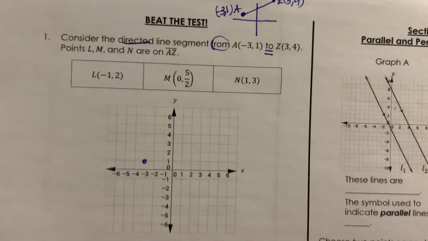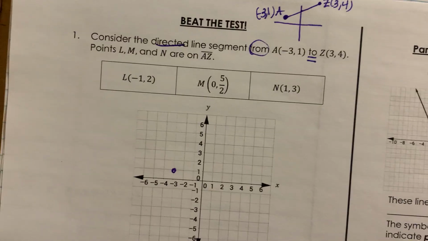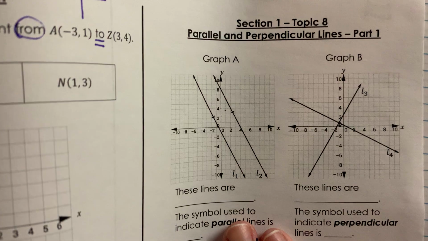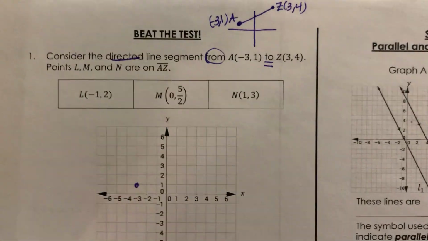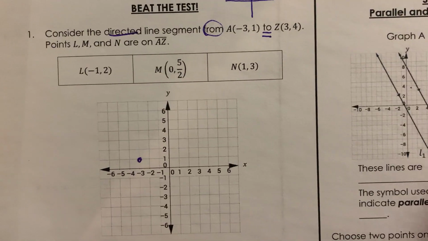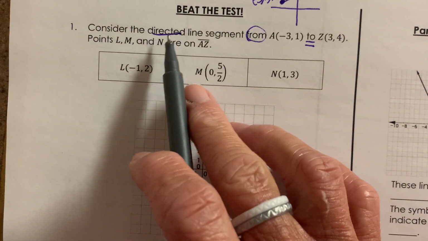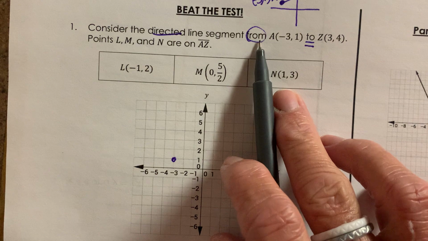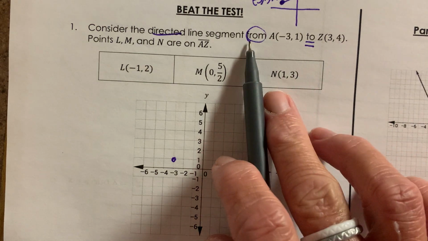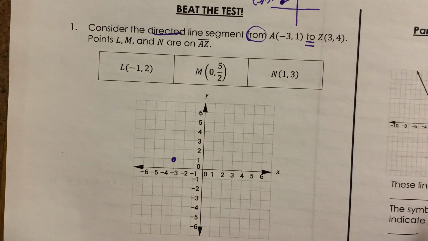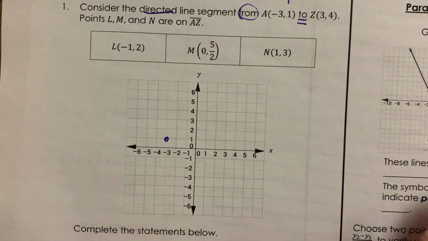All right, before we really get into the notes on parallel and perpendicular lines, topic 8, I'd just quickly like to go through the beat the test question here. We have a directed line segment, which means direction matters. We're going to move from A to Z, so starting at A, heading towards Z. Let's go ahead and plot those 2 points.